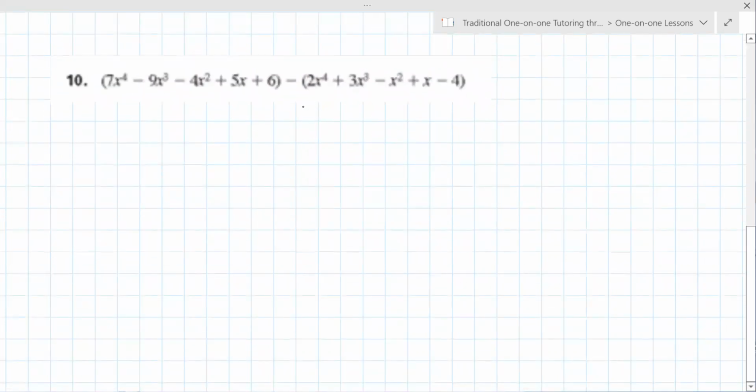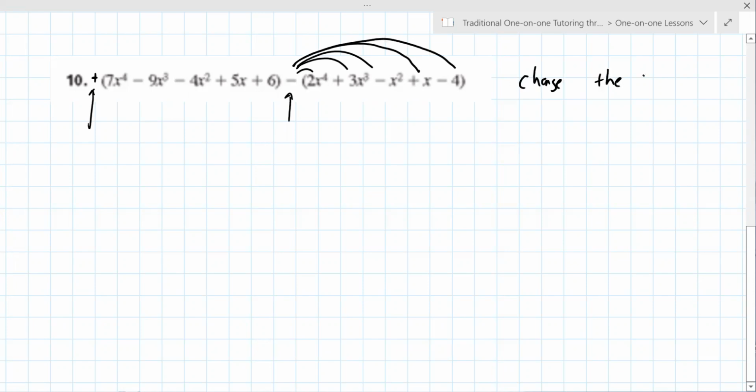So this is problematic. You've got a minus in front of the parentheses on the right. Now notice what's not written out in front of the left. There's actually a plus out in front of the left, but it's not written. If there's a plus, you don't need the parentheses. But when there's a minus, you have to distribute that to everything inside, and you essentially just change the sign. You change the sign or flip the sign of everything. So it'd be minus 2x to the fourth, minus 3x cubed, plus x squared, minus x plus 4.